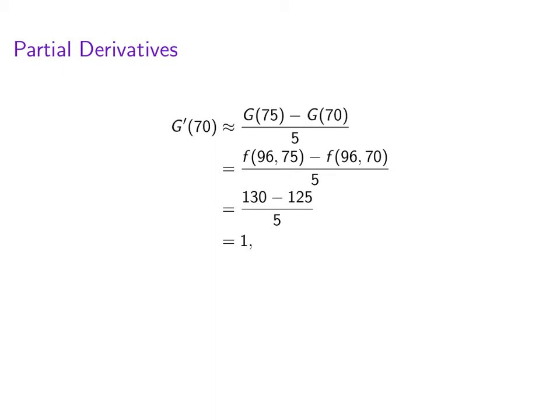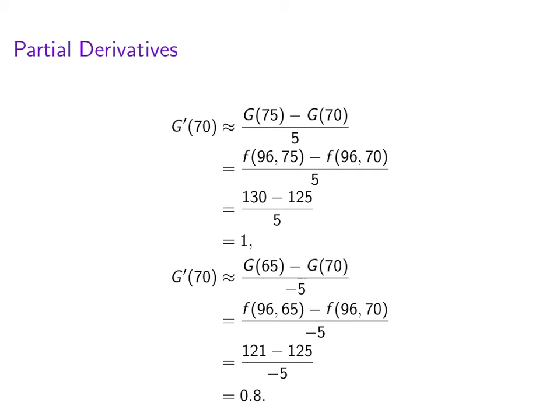So to estimate G prime of 70, now we'll plug in h equals 5. Notice that this is no longer a limit. We're estimating the value of G prime of 70. So it's G of 75 minus G of 70 all over 5. Plug that into the f function, work all that out, and we get 1.